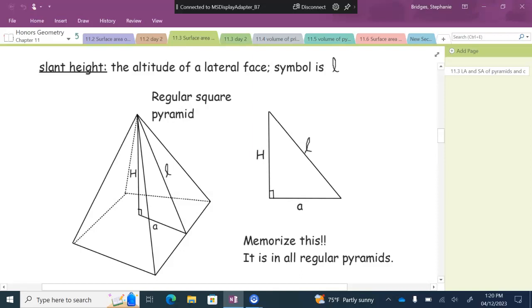Everybody good with that? That's me trying to draw it three-dimensionally, but I can show it to you easier here. Yes, you need to draw the easy one because you need to memorize that. What does the a stand for? The apothem? Yes.